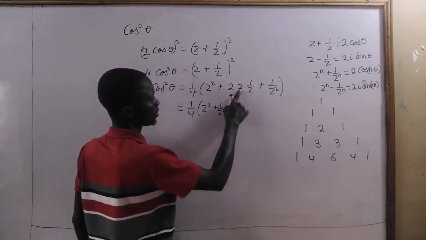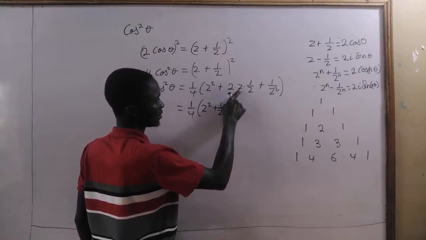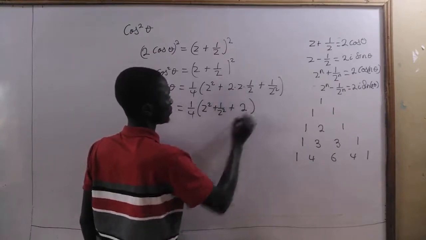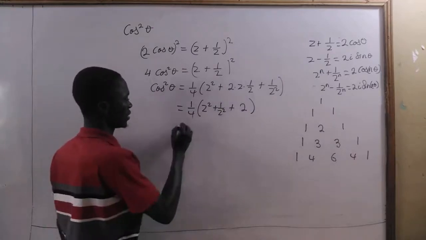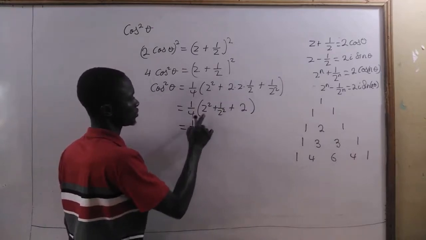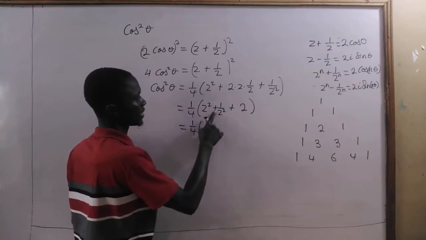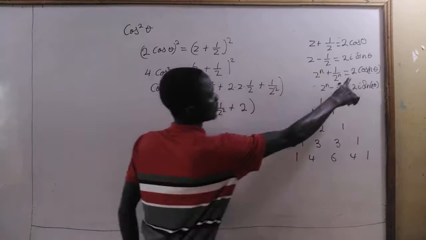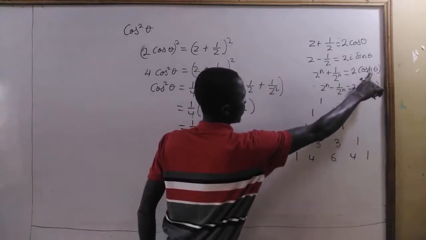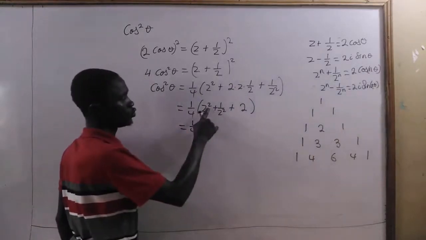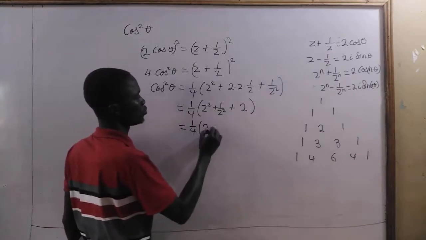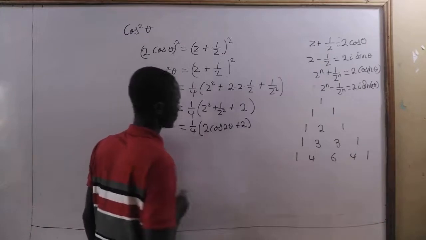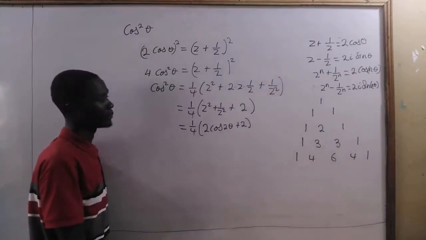Plus this one. This is z times 1 over z. So it will cancel out and we are going to have 2. So we are good to go. This is the same as 1/4 z squared plus 1 over z squared. It's simply given by this, where n is the 2 that we have here. So we are going to put in 2 cosine 2 theta plus 2. And we are done.